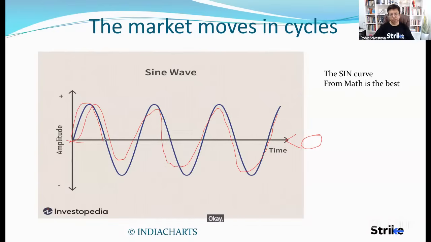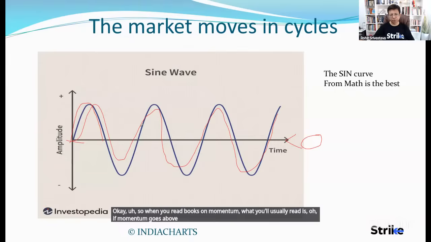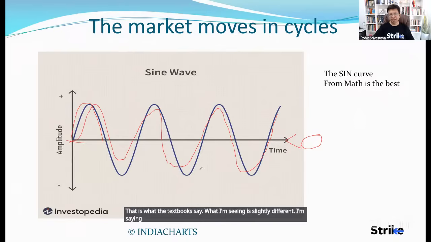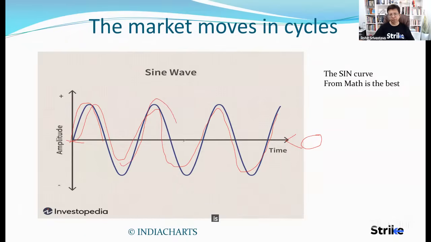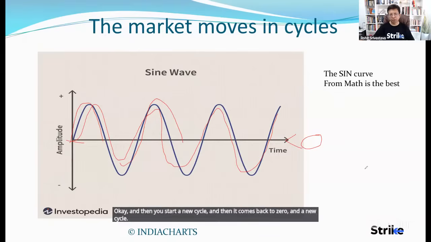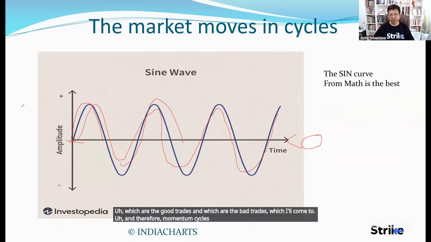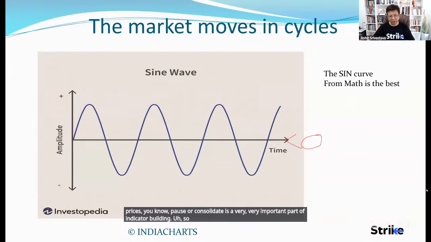Okay. So when you read books on momentum, what you'll usually read is, oh, if momentum goes above zero, then it's a strong trend. That is what the textbooks say. What I'm saying is slightly different. I'm saying a complete cycle in price is when you come back to zero. Okay, and then you start a new cycle, and then it comes back to zero and a new cycle. This is very important. The concept of the zero line is very important when we try to actually judge which are the good trades and which are the bad trades, which I'll come to. And therefore, momentum cycles that perfectly return to zero every time prices pause or consolidate is a very, very important part of indicator building.